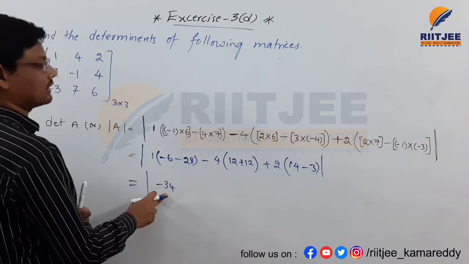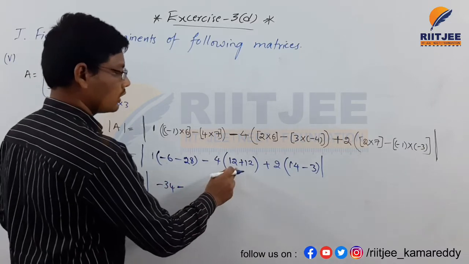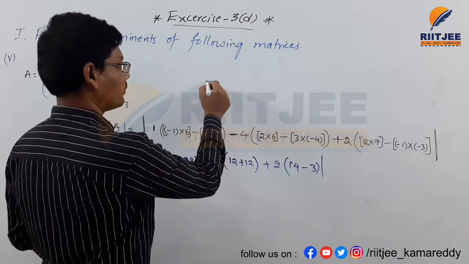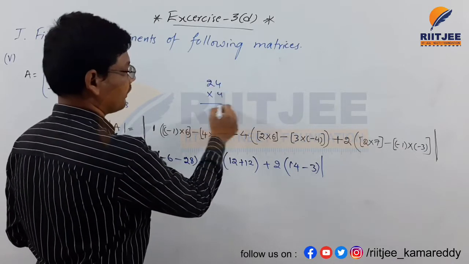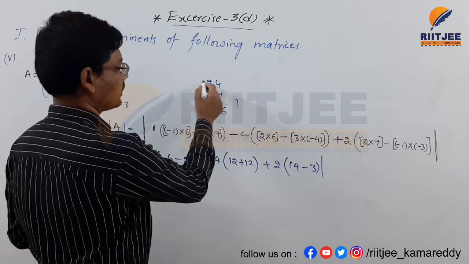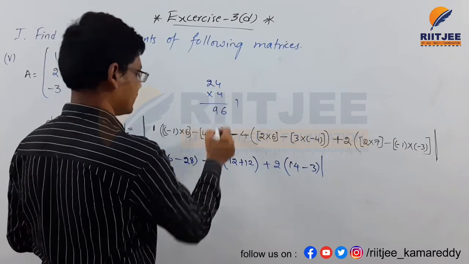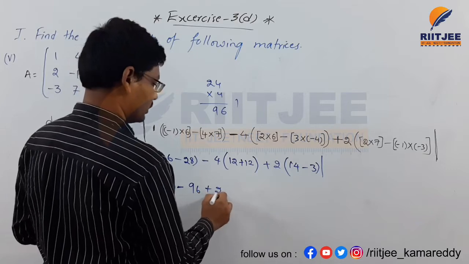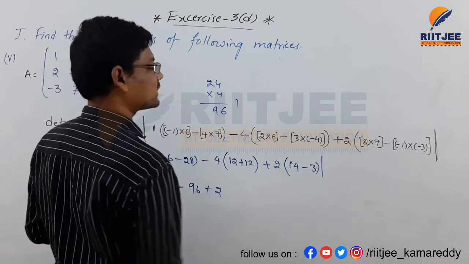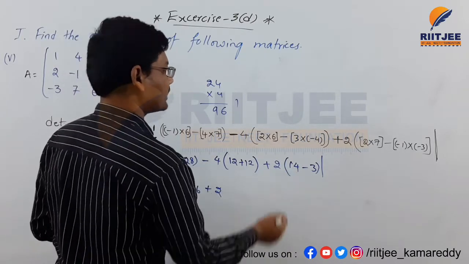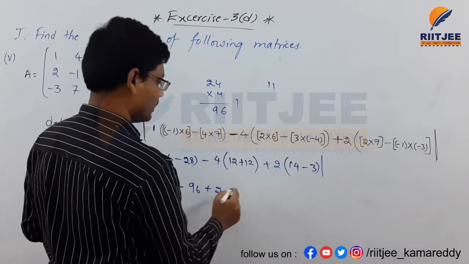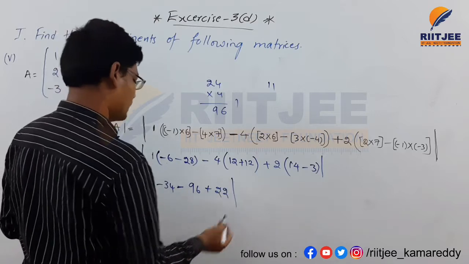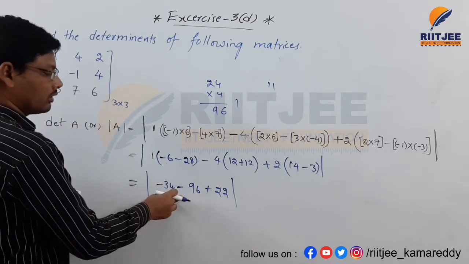The next step is the modulus of minus 6 minus 28, that is minus 34, into 1, that is minus 34 again, minus 1, 12 plus 12 is 24, 24 into 4 is 96, minus 96 here, and plus 2 into 14 minus 3, which is 11, and 2 into 11 is 22, and these two are negative values.